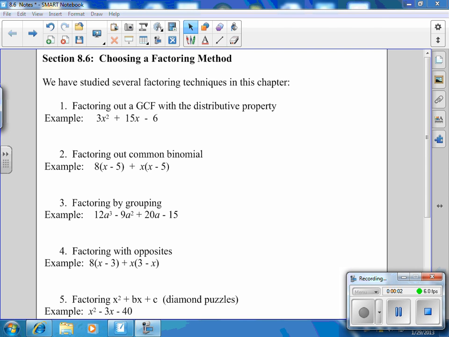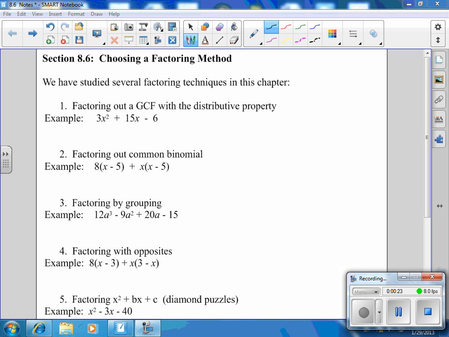The last section in Chapter 6 takes all the different types of factoring that we've talked about and helps us decide when to use what. On the test, it's just going to say factor or factor completely, and you have to know what you're doing. So these are the different types of factoring techniques that we've done so far.